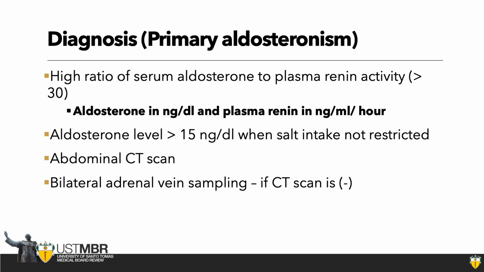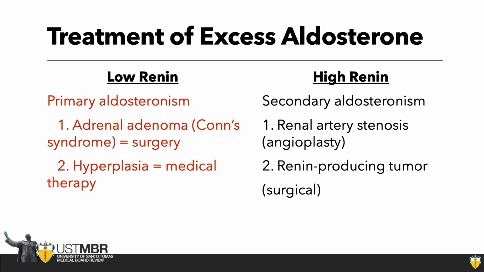A high ratio makes you think that there's primary aldosteronism, meaning the renin is responding properly by negative feedback. So what's really wrong is an aldosterone producing cell. That's why it's primary. Typically the aldosterone level is elevated above 15. If you have this, one can proceed to do a CT scan, but generally we do some confirmatory biochemical tests. Primary aldosteronism means there's autonomous production of aldosterone. So, two causes.